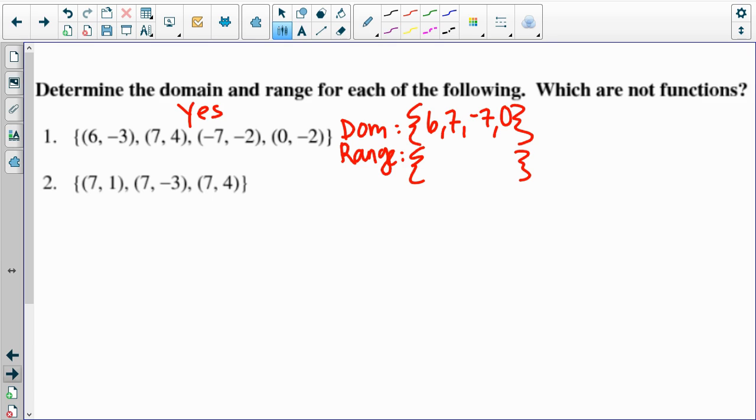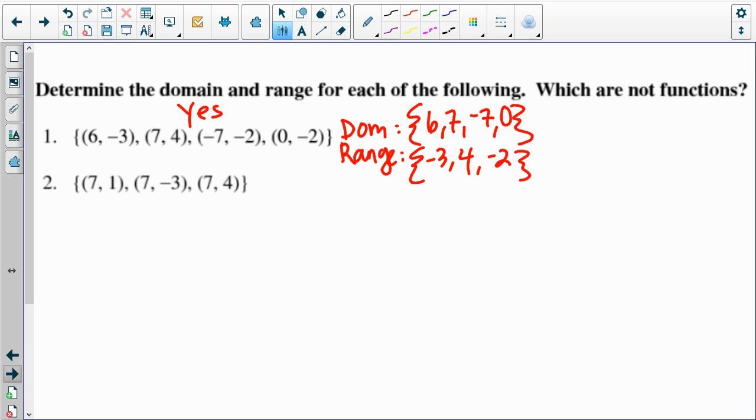We know that's got to be the second number, so everybody tell me all the second numbers and put them in your range. What do we have? -3, 4, -2. And we got another -2, which you don't have to write again. If you forget and do, it's really not going to tell you. It's okay. Okay, look at the second set of ordered pairs.